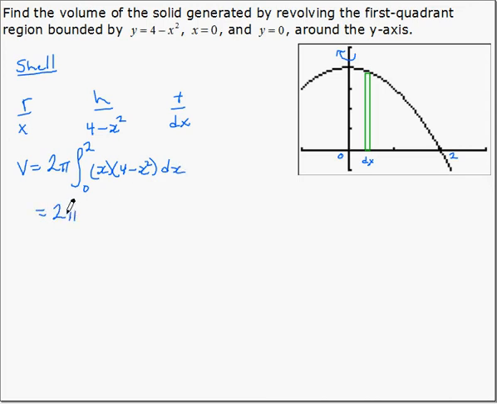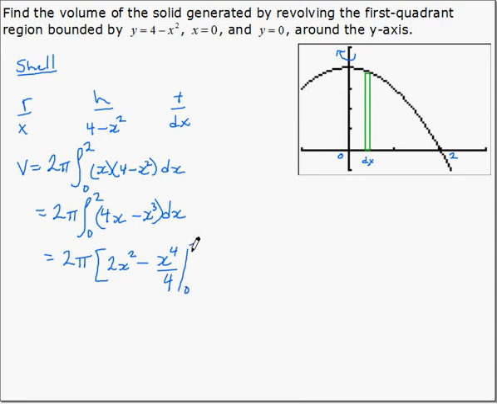2 pi from 0 to 2. We multiply first. That gives us 4x minus x cubed dx. Integrating then gives us 2x squared minus x to the 4 over 4, evaluated from 0 to 2.